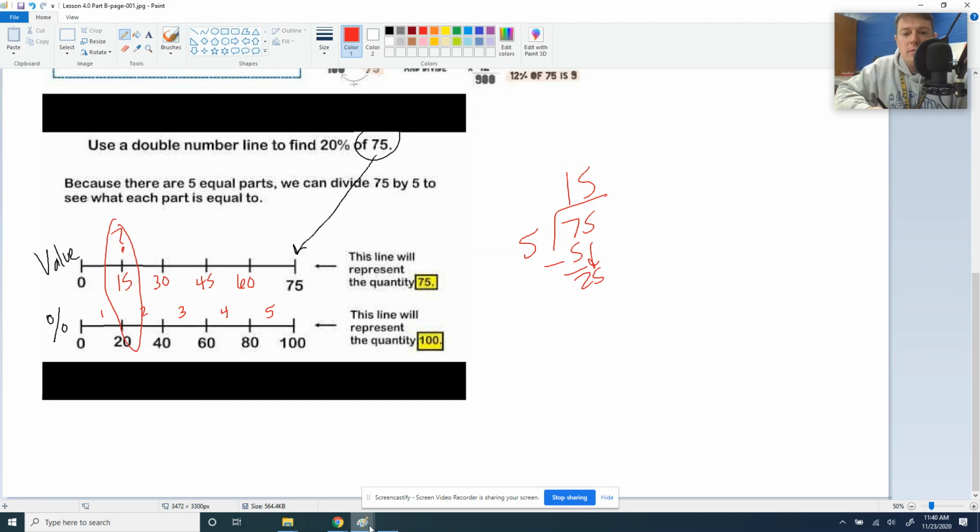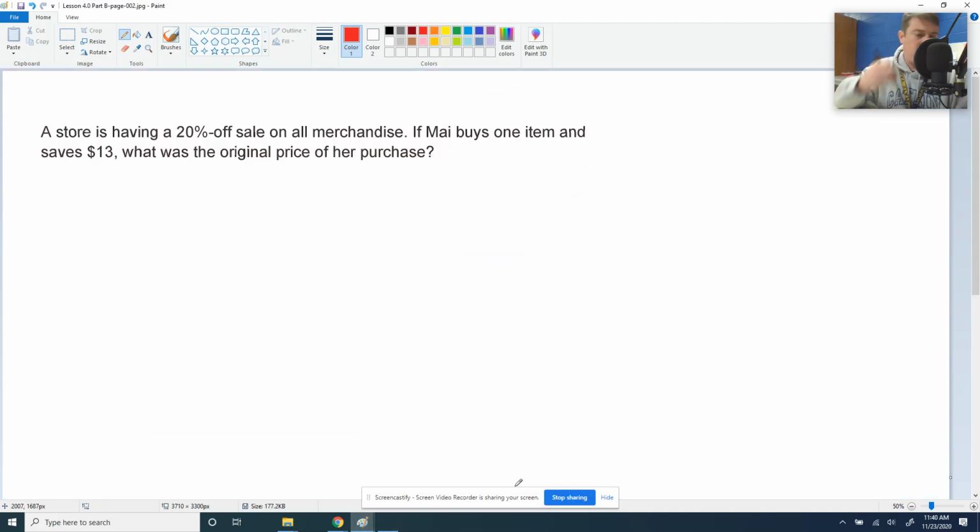But what we're going to do today is we're going to use some of these strategies with this problem that I've posted, and every one of your cool down problems is just like it. All right. So if a store is having a 20% off sale on all their merchandise, Ma buys one item and saves $13. What was the original price of her purchase?